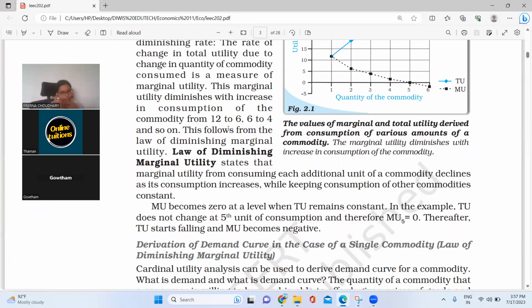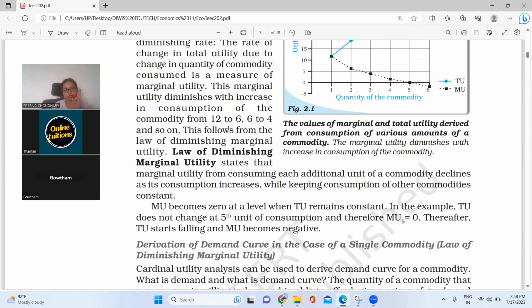Obviously, this follows means the marginal utility is decreasing from 12 to 6, 6 to 4, and so on. That is what this follows means. Now the law of diminishing marginal utility states that marginal utility from consuming each additional unit of a commodity declines as its consumption increases. That is what I have told you, that when you keep on consuming more, your utility keeps on decreasing, while keeping consumption of other commodities constant.